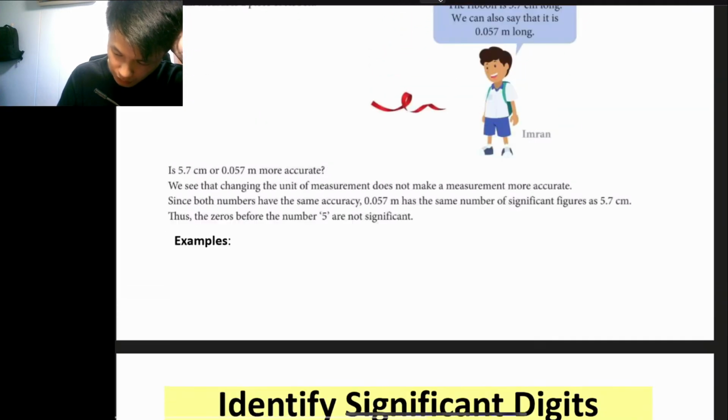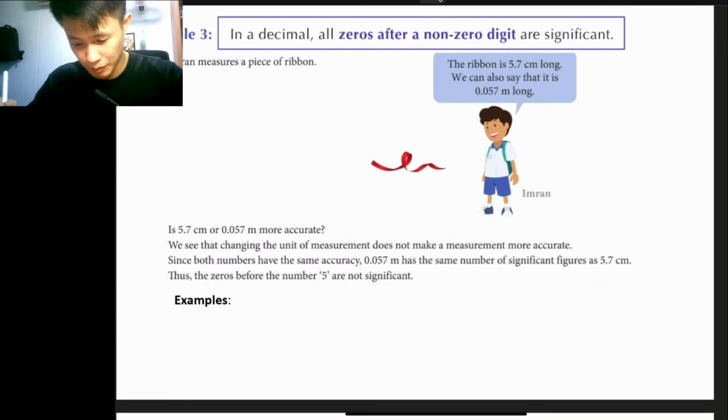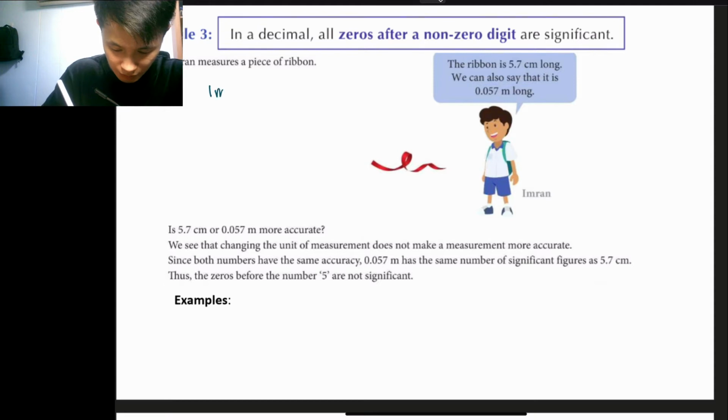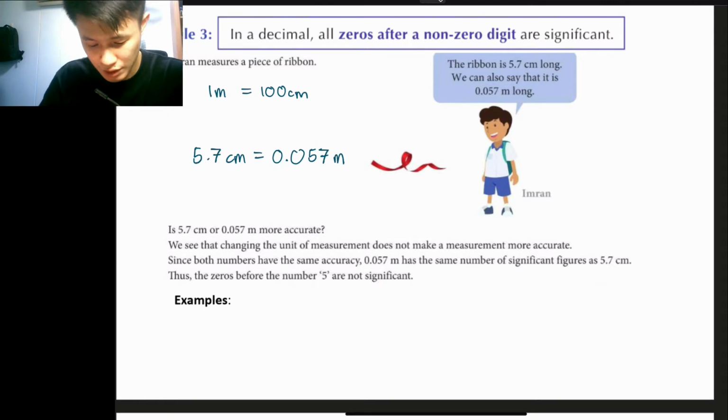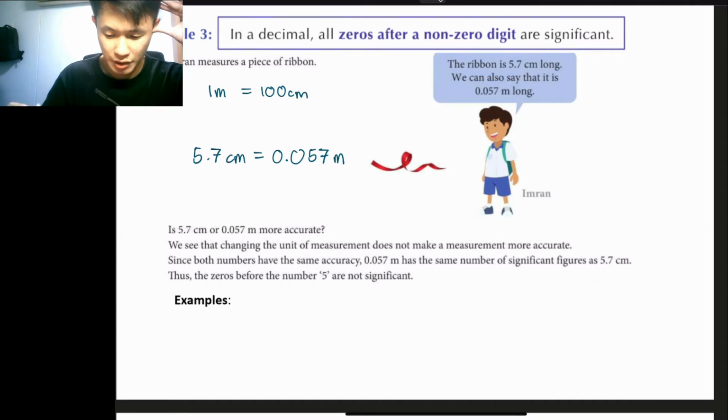Before I go on to some examples, we all know you can convert cm to meters, right? So 1 meter is equal to 100 cm. So if I have, let's say, 5.7 cm here, this is 0.057 meters. This is also one way to express lengths in meters. So in this case, which is more accurate? For 5.7, I would say that there are 2 significant figures here.